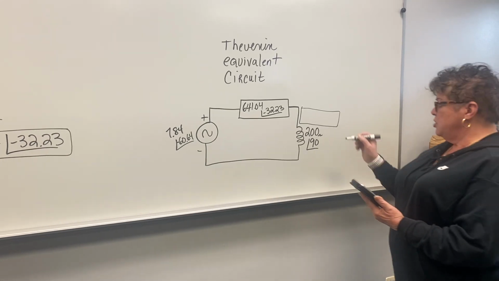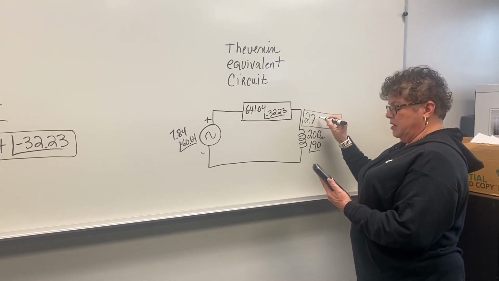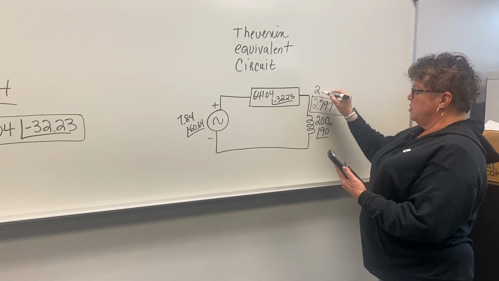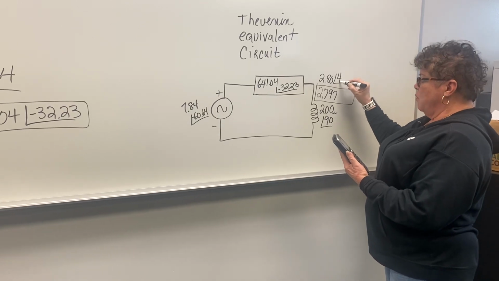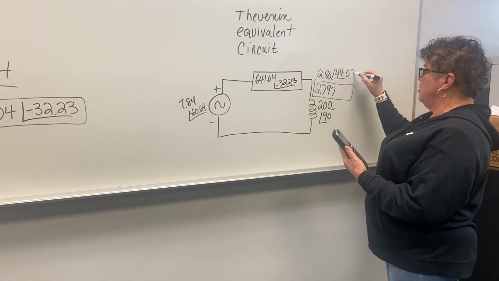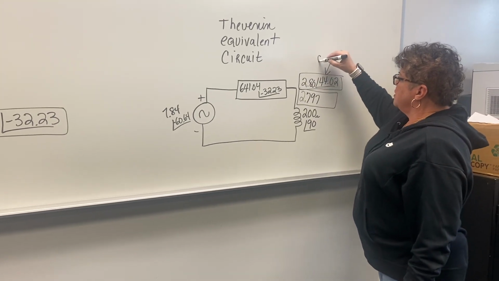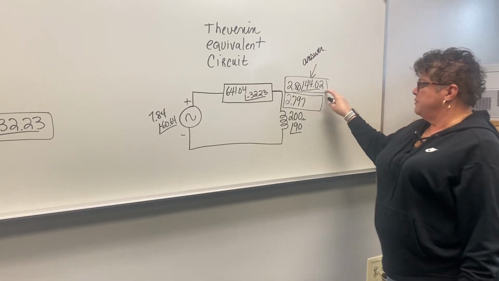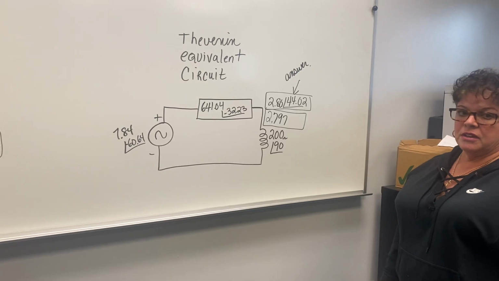The voltage is 2.797, so I would make it 2.80 at an angle of 44.02 volts. This is my final answer, because that's the voltage across the load within the Thevenin equivalent circuit.